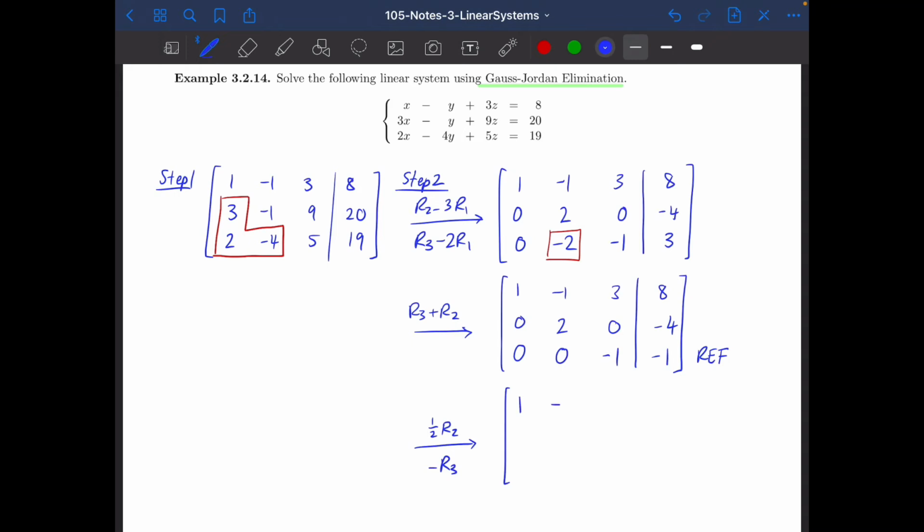So we have 1, minus 1, 3, 8. The first row isn't changing. The second row becomes 0, 1, 0, minus 2. And the third row becomes 0, 0, 1, 1.